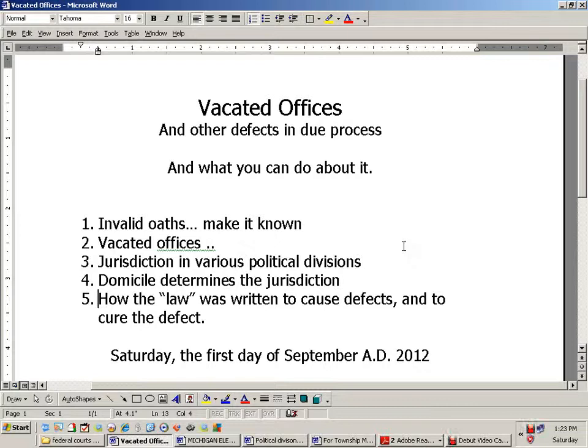But the offices may be vacated. Although there's somebody sitting there now in that office, who thinks he holds the office, but he has an invalid oath. So all these things tie together. And hopefully we'll see when this is all done how the law was written to cause defects and to cure the defect.